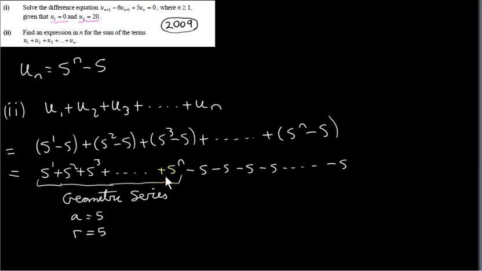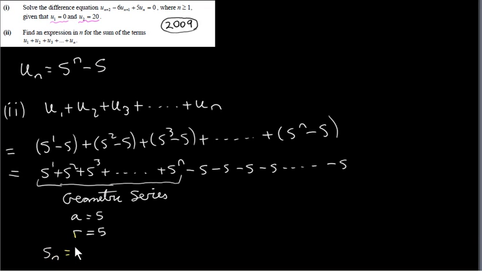This first part is a geometric series. The first term a is 5, 5 to the power of 1 is 5, and the common ratio is also 5. Because if we take the second term, 5 squared, and divide by 5, we get 5. So we multiply 5 by each term to get the next term, and so on. How many terms do we have? Well, we've got n terms.